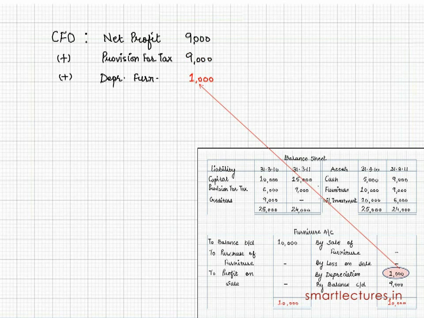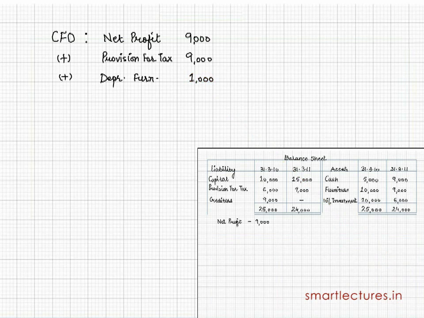Now look at the balance sheet carefully. I have added all the non-cash items which were appearing on the debit side of profit and loss account. Of course, there is no profit and loss account given in this question, but I can well imagine these are the items you will find on the profit and loss account debit side.